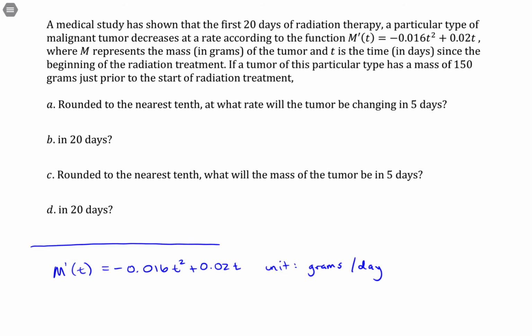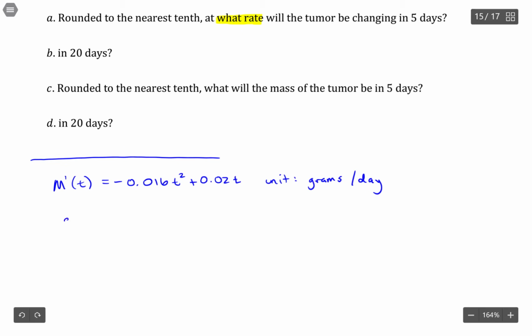Now, this concept of something happening per unit time, that is what a derivative does for you. Or at least that's one interpretation of what a derivative does for you. So if you're asking questions like, at what rate are things happening, then that's asking you to evaluate a derivative. So for part A, because we want the rate at which the tumor is changing, we want to evaluate the derivative after 5 days. We want to see how it's changing after the 5th day.